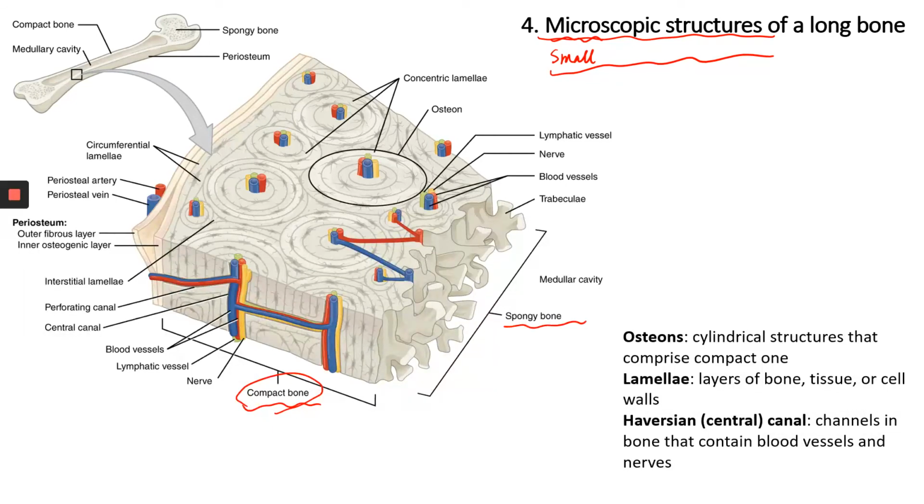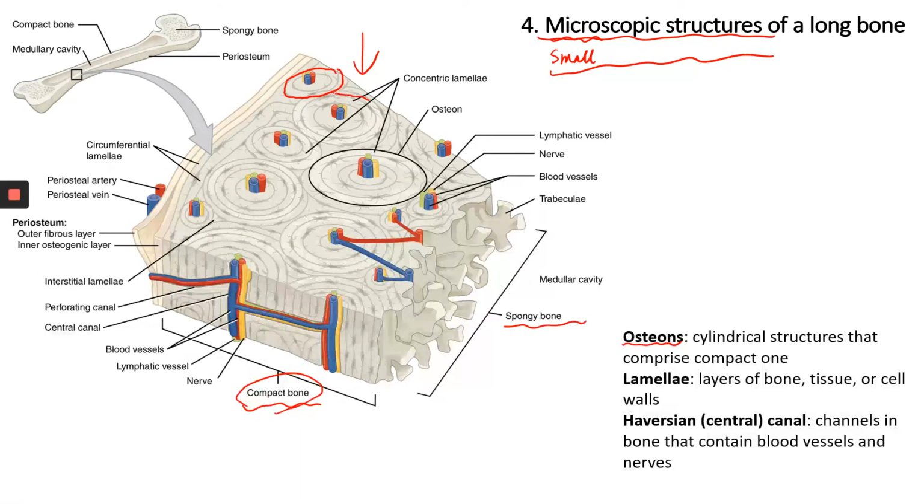All right. So the structural unit of compact bone is called the osteon. When you think about the bone synthesizing cells that are producing the bone matrix of compact bone, they're basically making osteons. So what do osteons look like? When you look at this picture down here, you see some circular structures.